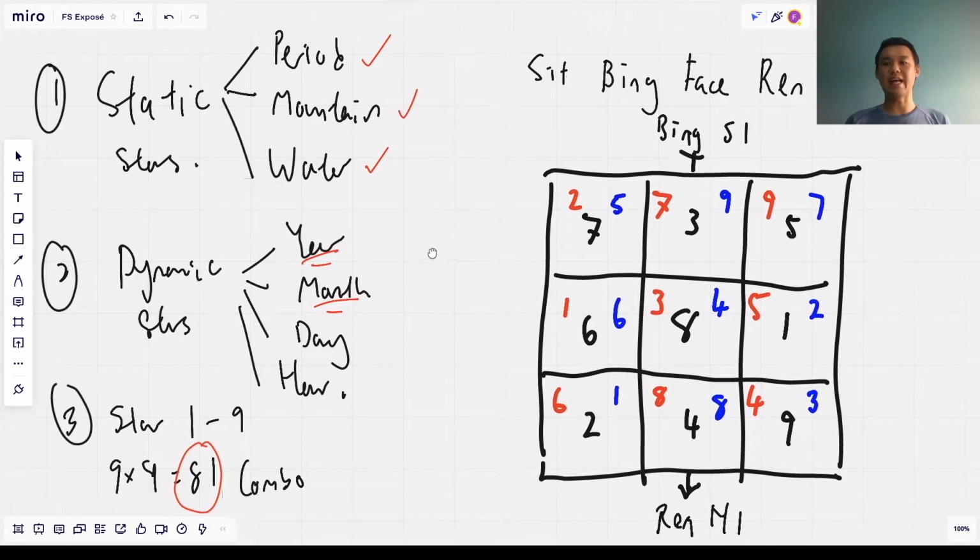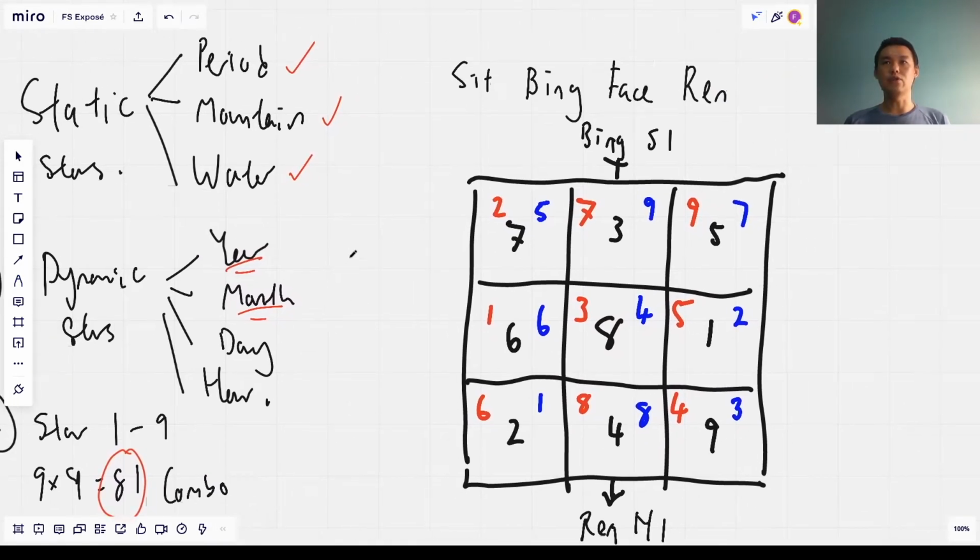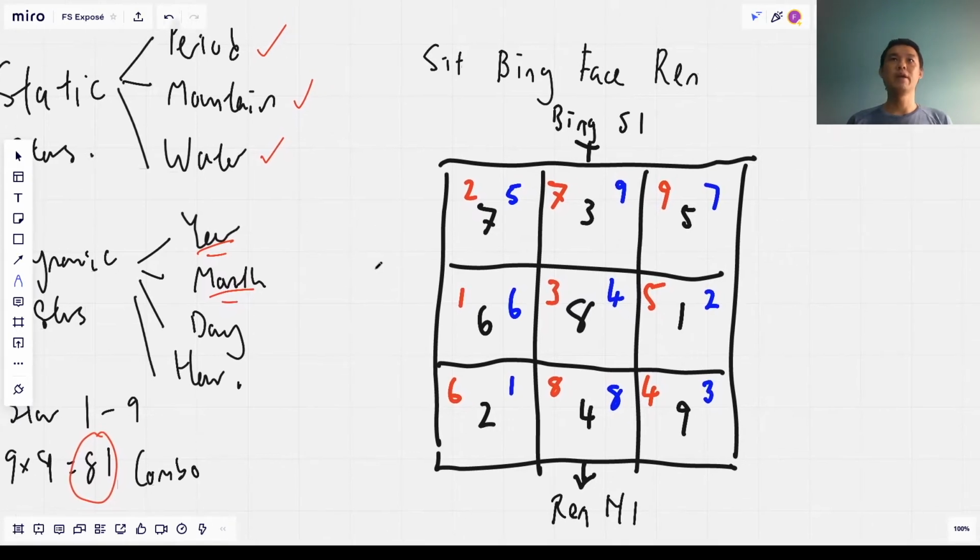Let us take an example to go through. Let's take a Period 8 Sid Peng face Ren. Sid Peng is south 1, Ren is north 1. Okay, this is the chart.